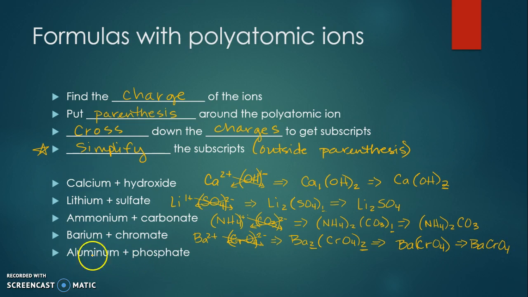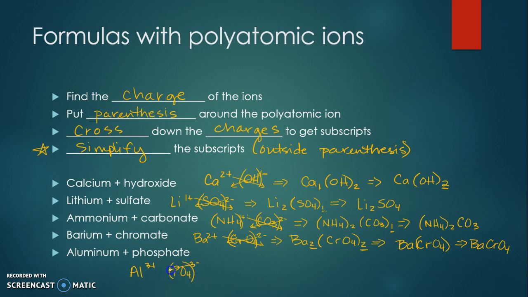All right, last one, aluminum and phosphate. Aluminum has a positive 3 charge. Phosphate is PO4 with a negative 3 charge. Okay, now some of you might say, hey, guess what? Those are the same numbers. They're gonna cancel each other out. And if you see that, great, you're one step ahead of the game. If you don't, it's okay. Let's go through the steps.